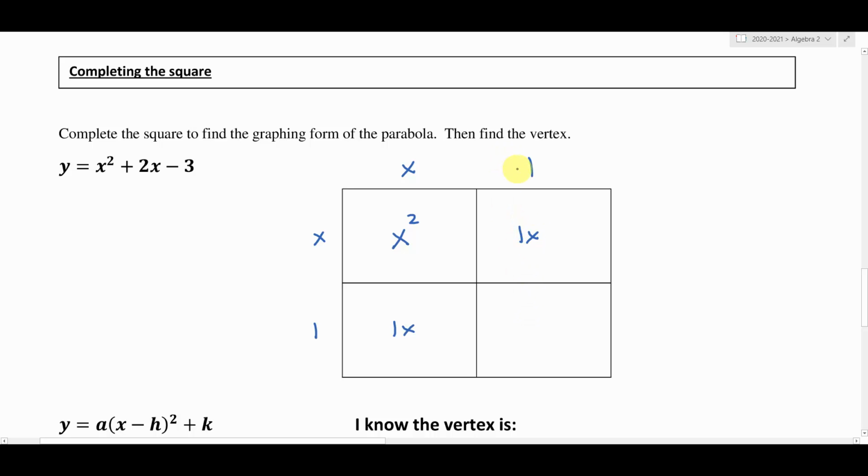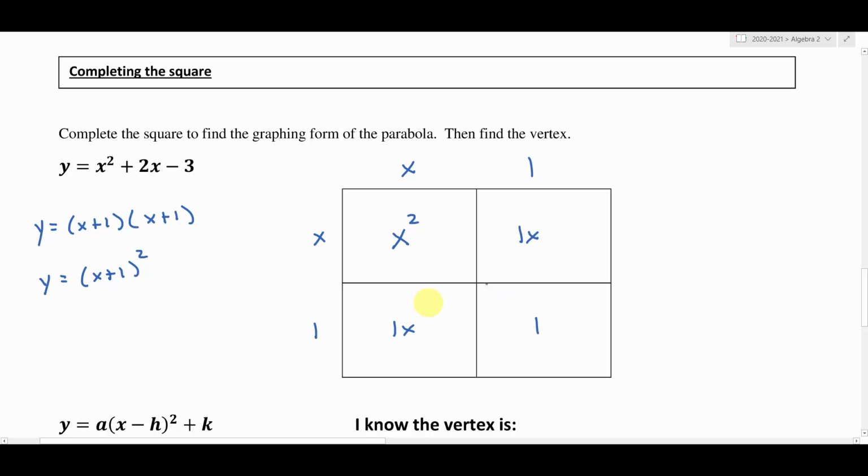To complete my square, right, 1 times 1 gives me 1. So I end up with a 1 in the bottom right-hand corner. Now I start rewriting my equation. So I have y equals x plus 1 times x plus 1. And those come from the dimensions of the big box, right? So the height is x plus 1. The width is also x plus 1. So I have height times width. And since those are the same thing, I can condense this a little bit as x plus 1 squared.